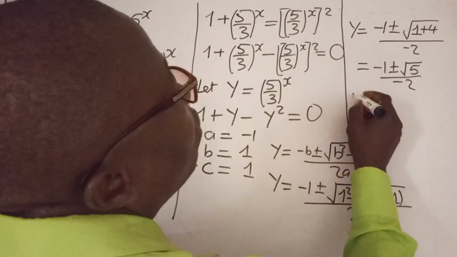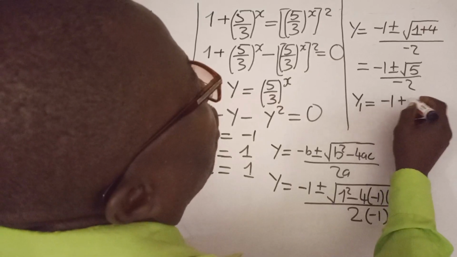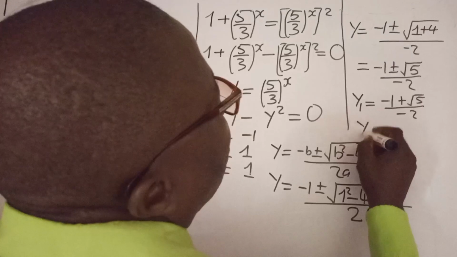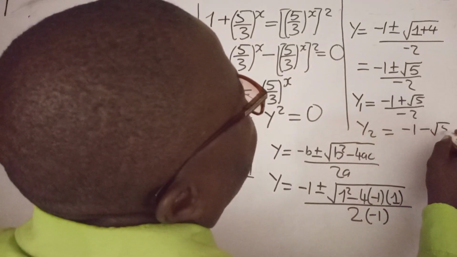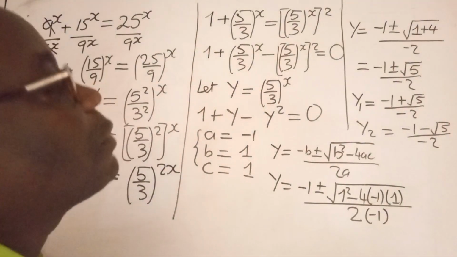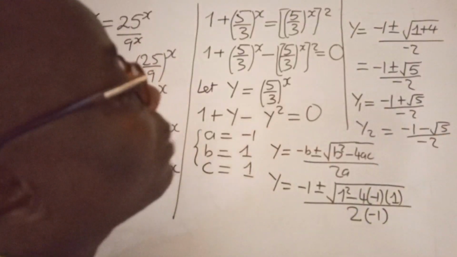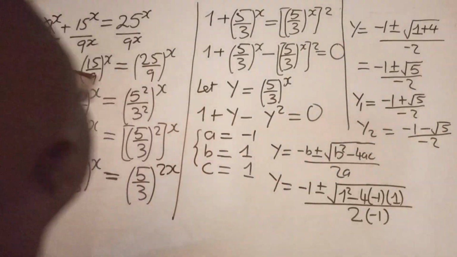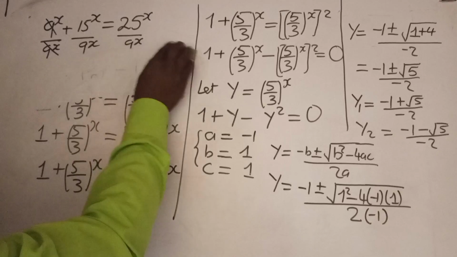So we can call the first one y1 to be equal to -1 plus root 5 all over -2. We call the second one y2 to be -1 minus root 5 all over -2. These are our two values for y. Our solution does not stop here because we're not asked to solve for y. We're asked to solve for x. So we come back this way and let's continue here.